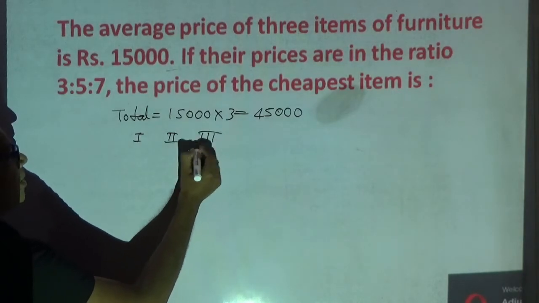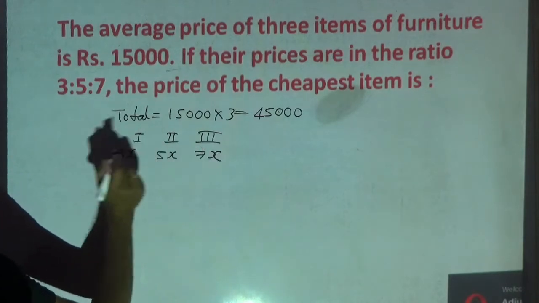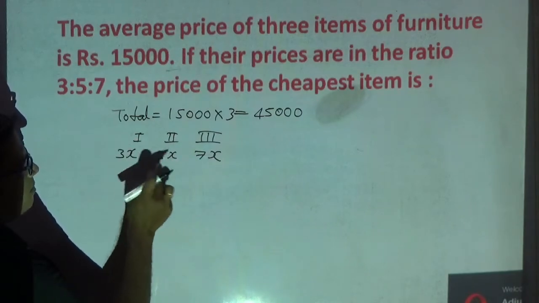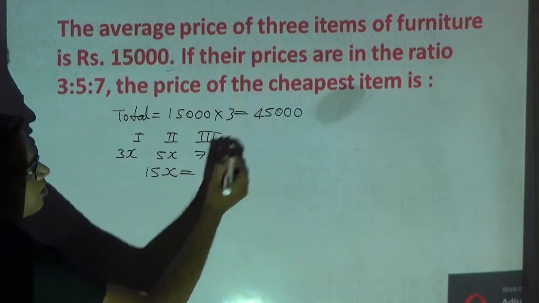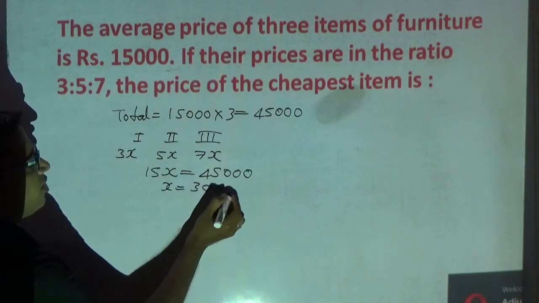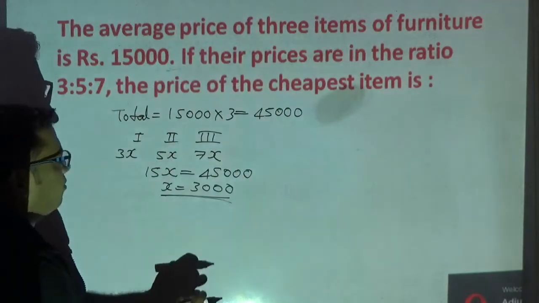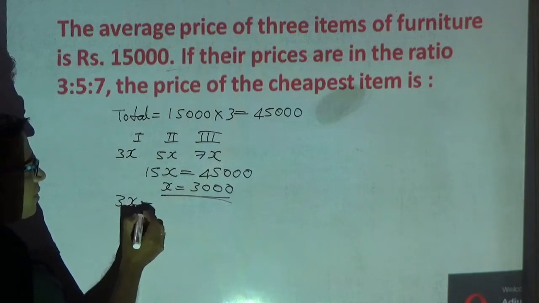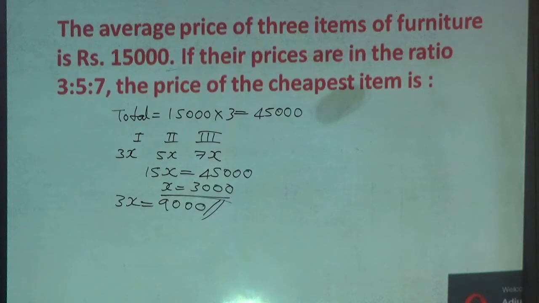Now, if the prices are in the ratio 3:5:7, see there are 3 furniture, first, second and third. The prices are 3x, 5x and 7x, that is 3:5:7. So what is the total price then? 3 plus 5 plus 7 is 15x. The total price of all 3 furniture is 15x, that I know, is 45,000. So x is equal to 3,000. Now what I need to find out is the price of the cheapest item. Which is the cheapest item among 3x, 5x and 7x? 3x. So 3x is 3,000 into 3, that is 9,000. The price of the cheapest item here is 9,000.